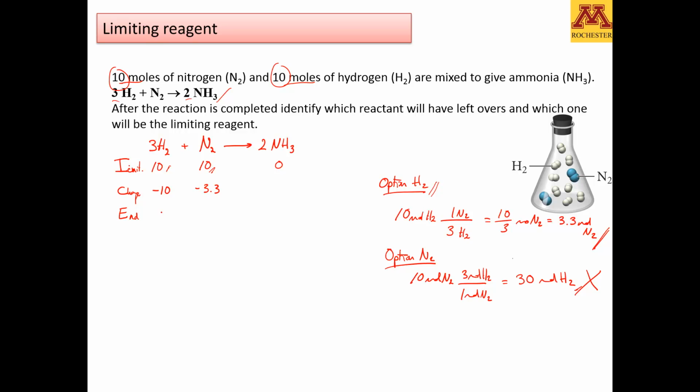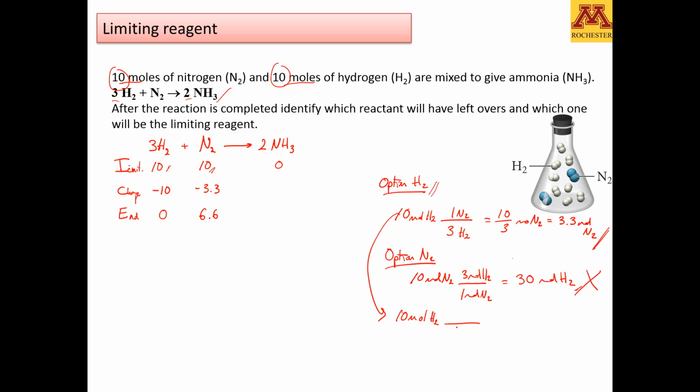10 minus 10 is 0. 10 minus 3.3 is 6.6 moles. And how much do I have of ammonia? Initially I have 0 ammonia, so I need to use this same number because the hydrogen will dictate the quantities of the rest of the components in the reaction.